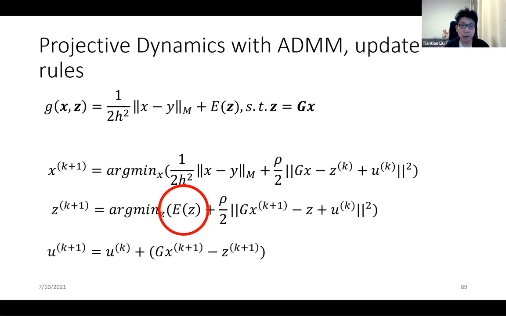At last, we update the Lagrange multiplier in the ADMM framework. In PD, this Lagrange multiplier is always zero because Gx and z are always the same. But ADMM opens up a different direction of view on this problem. We can for sure use different E functions to represent different nonlinear materials.